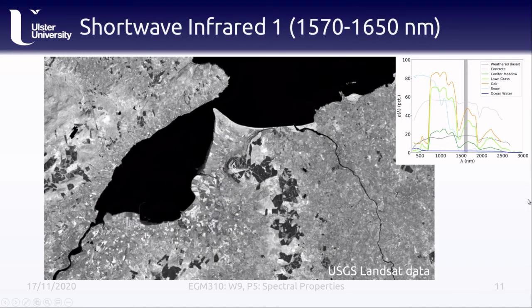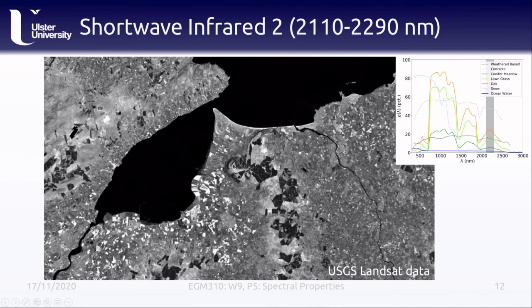In the shortwave infrared around 1600 nanometers, the water is still very dark, while the vegetation is still bright, though perhaps a bit less bright than before. The exception is the bands of forest here in the middle of the image, which are again quite dark. You can also see that the cities are still fairly bright, corresponding to the mostly flat curve for concrete shown in the plot here. Finally, in the shortwave infrared around 2200 nanometers, the picture looks fairly similar to the one at 1600 nanometers, but perhaps a bit dimmer. You can see from the spectral curves that most surfaces reflect a bit less as we move towards longer wavelengths.